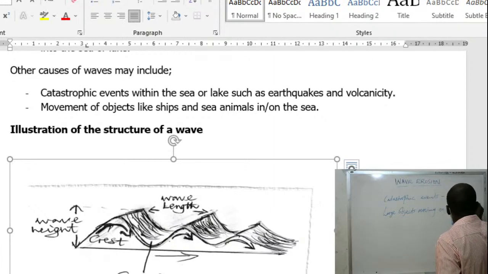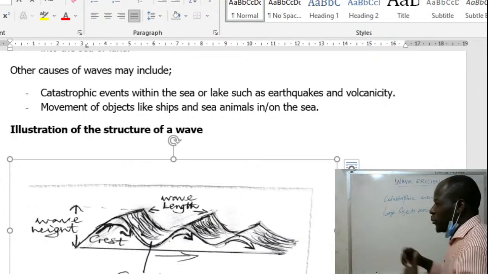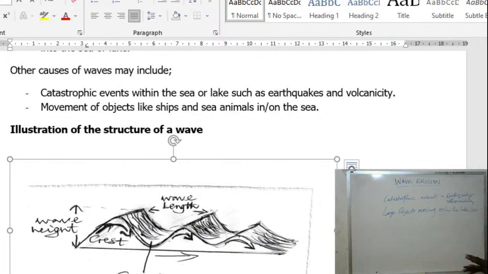In the lake or sea, when those objects are moving, of course, they will also start to push water as they move, either within or on the sea surface. They move the water, and so as the water is pushed, it starts to oscillate towards the coast.